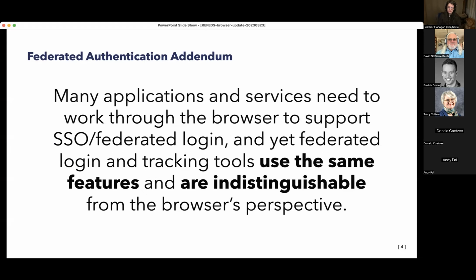Well, that is all true, but there's a corollary that's of interest to us in the federated landscape, and that's the fact that the services that actually use SSO, that actually use federated login, are using the same primitives, the same little bits and pieces of capability that trackers use. And as far as the browsers are concerned, they're indistinguishable. You can't tell the difference from a technological standpoint between tracking and federated authentication.